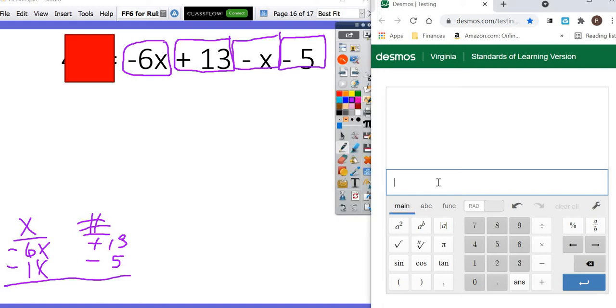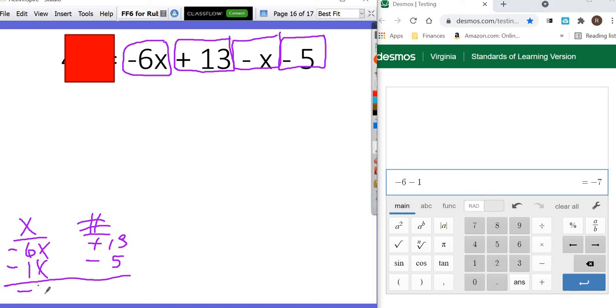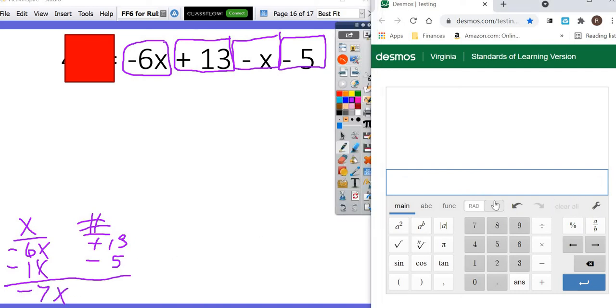I'm going to come over here to my calculator, and I'm going to start with this negative 6. So I'm going to put in negative 6, and then minus 1. And that gives me negative 7 x's. Now I'm going to do the numbers. I'm going to start with positive 13. You don't have to put that plus there, but I did. And then minus 5. That gives you a positive 8. And you know it's positive because there's no sign there. So I'm just going to add it in.